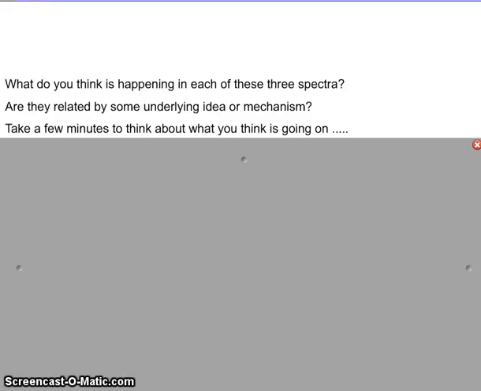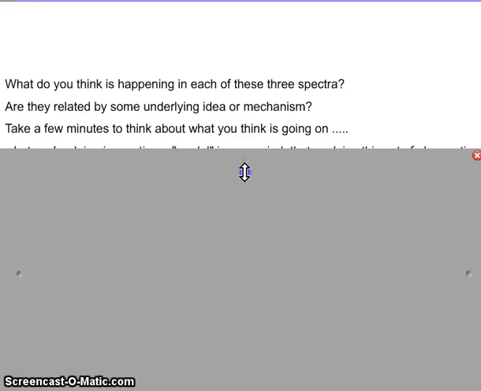I'm going to show you 3 images, and each image is going to have its own spectrum to look at. What I want you to be thinking about while you look at these 3, one at a time, is the following questions. What do you think is happening in each of these 3 spectra, and are they related by some underlying idea or mechanism? Okay, so while we're looking at these spectra and these objects, can you think of something that might unite them?